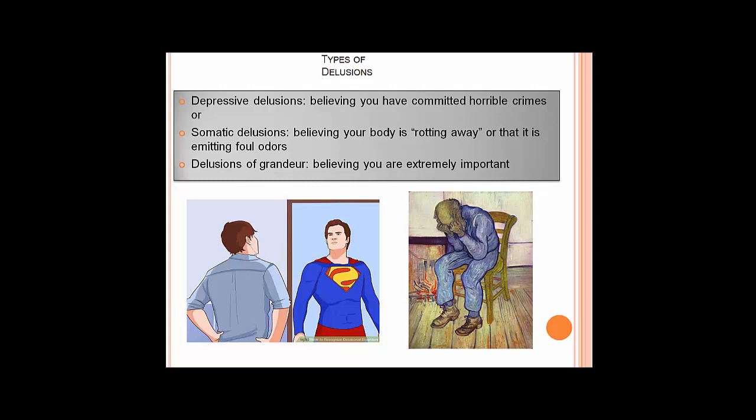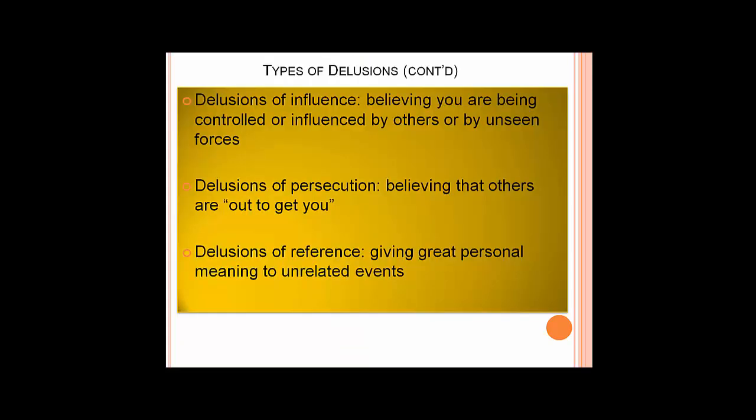What are some types of delusions? There are depressive delusions, believing that you've committed horrible crimes. There's somatic delusions, believing that your body is rotting away or that it's emitting foul odors. There's delusions of grandeur, believing that you're extremely important. There's delusions of influence, believing that you are being controlled or influenced by others or by unseen forces.